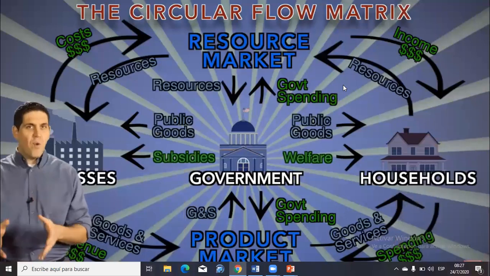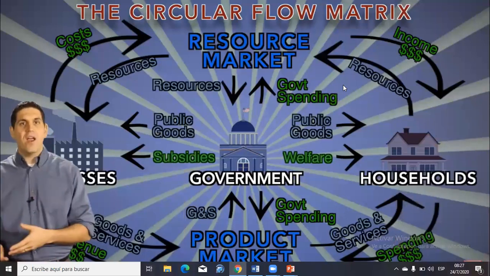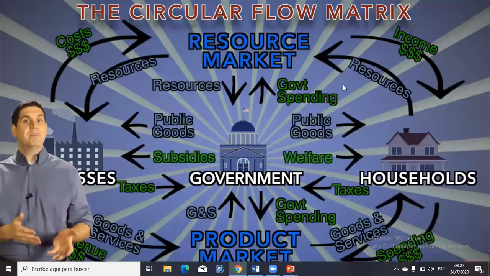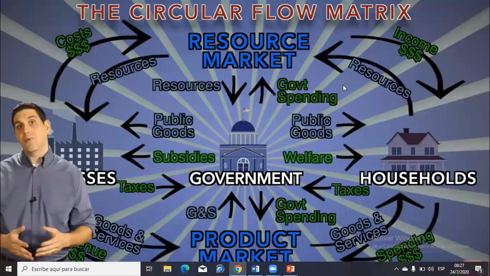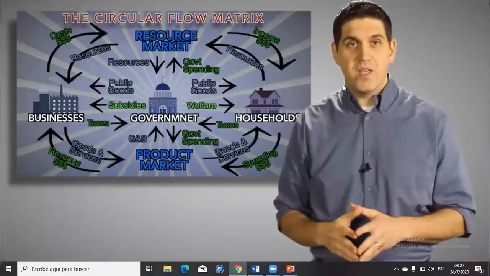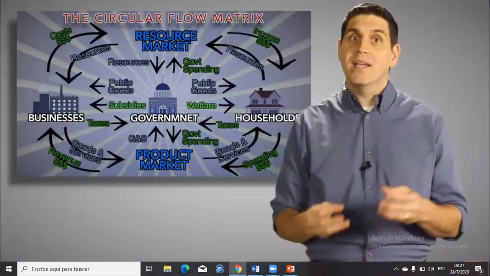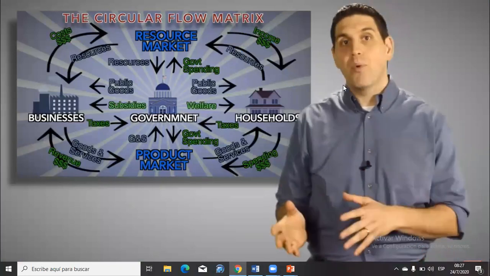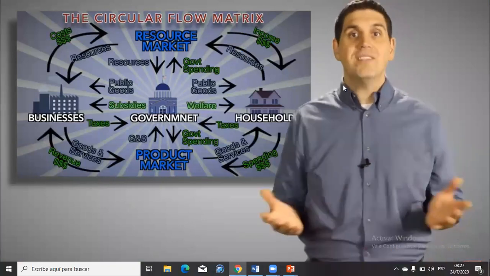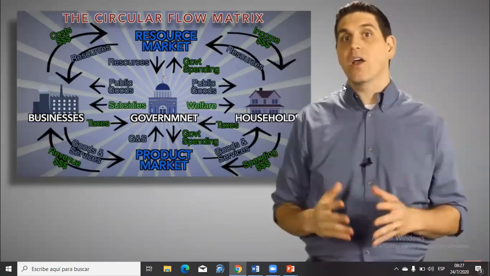But how does the government afford to provide public goods and welfare and subsidies? Well, they tax businesses and households. Income taxes and sales taxes fund government projects and programs. Now, there's several things still missing from this matrix, including a financial sector where money isn't spent, it's saved and then loaned out, and also the role of other countries with exports and imports. But for now, this diagram gives you a pretty good idea of how a modern economy works.